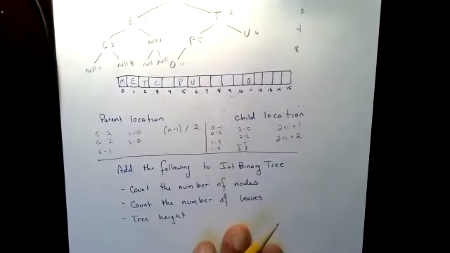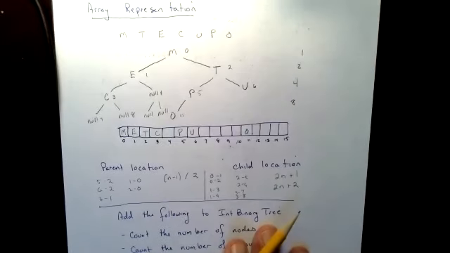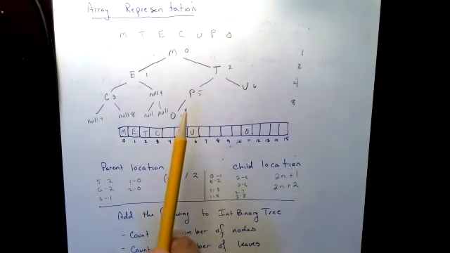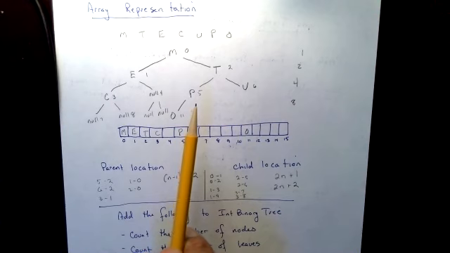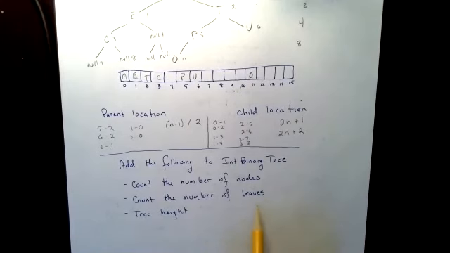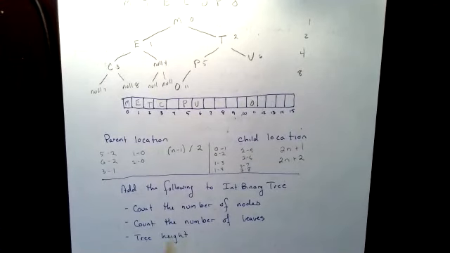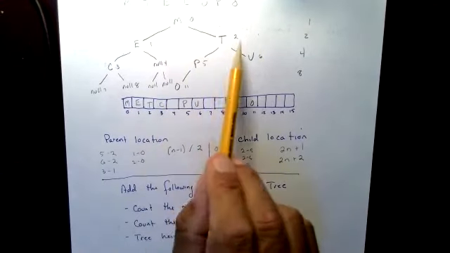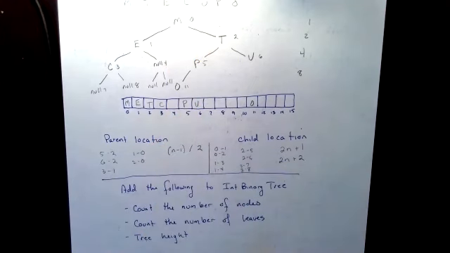Okay, that's the first one. Count the number of leaves. What did we say a leaf was? A leaf was something that both, go ahead. I had 2 nulls on node. Yeah, it had 2 nulls, right? And finally, can you count the tree height? So if I looked at this guy, 1, 2, 3, 4 would be the tree height.